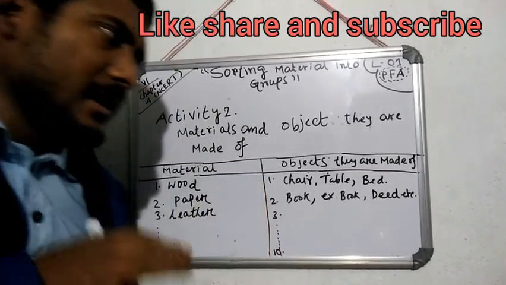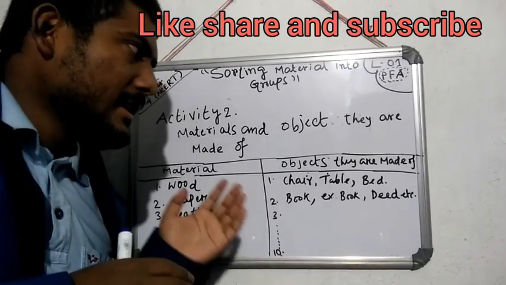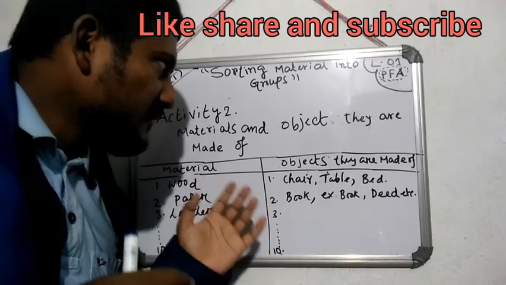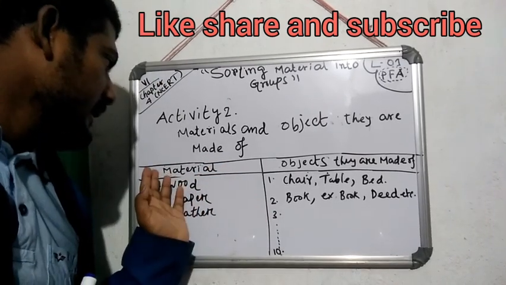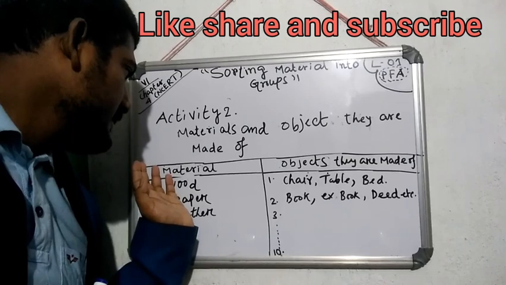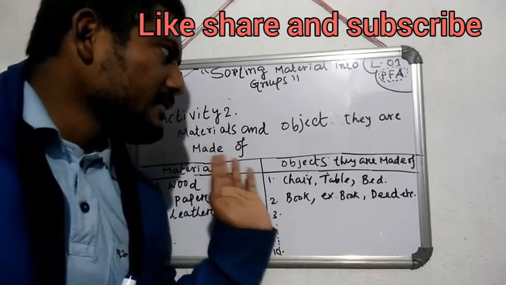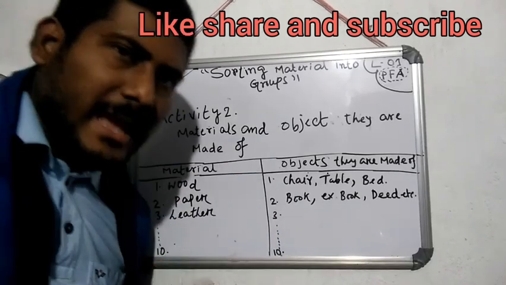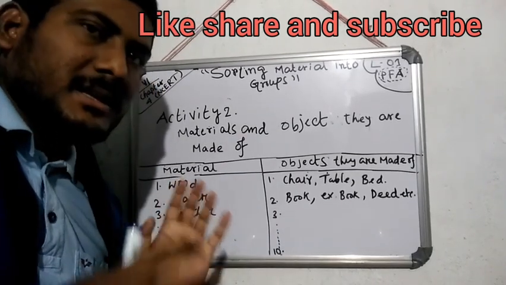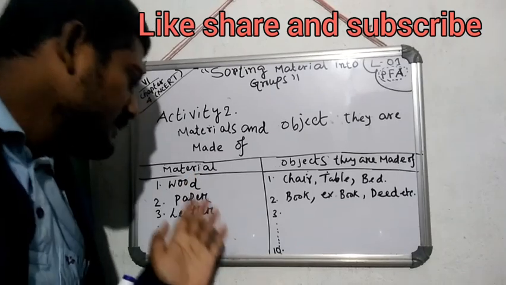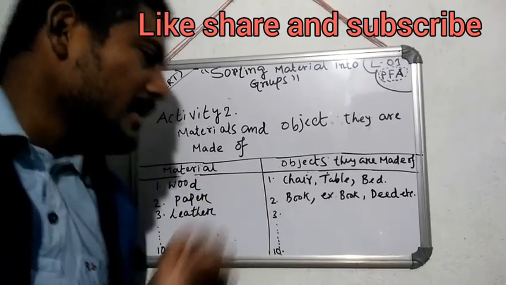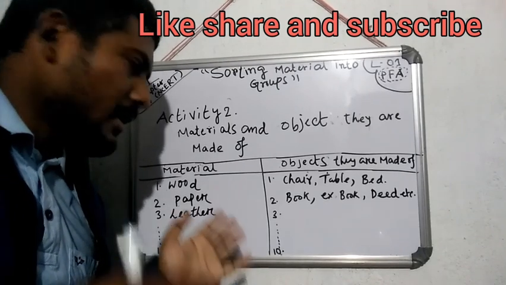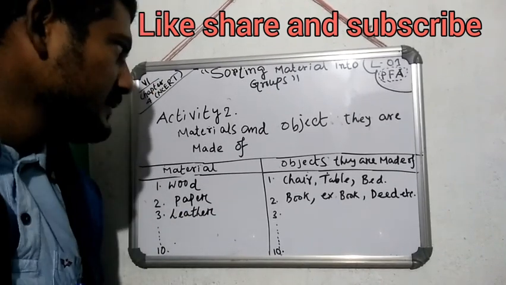In this activity, you have to sort out materials and the objects they are made of. In column 1, you have to write material, and in column 2, the objects they are made of. And I have given two of them. Now, your work is to write down another 10 such examples and post them in the comment box. Okay?